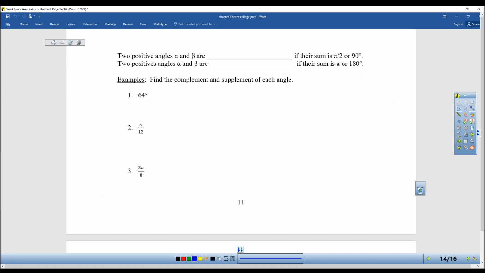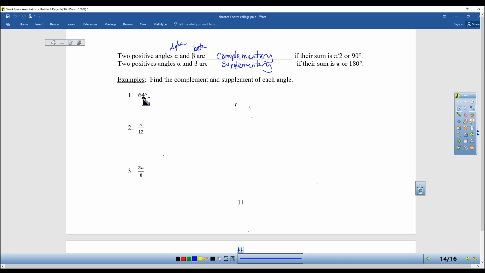2 positive angles, alpha and beta. So this is the Greek letter beta. Remember, we already learned this one is alpha, little fish. 2 positive angles are complementary if their sum is pi halves, or you might have learned it probably as 90 degrees. 2 positive angles are supplementary if their sum is pi or 180.